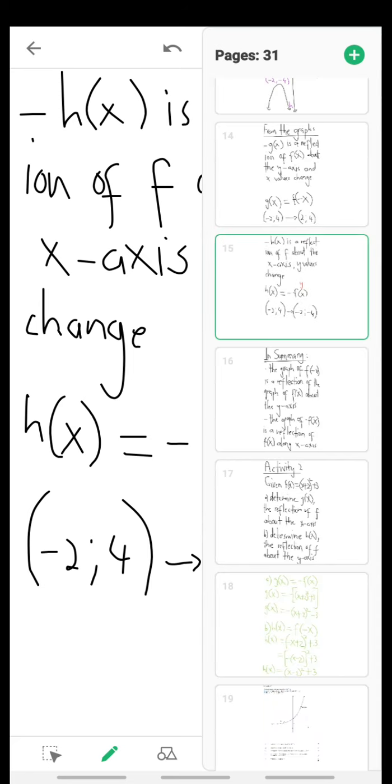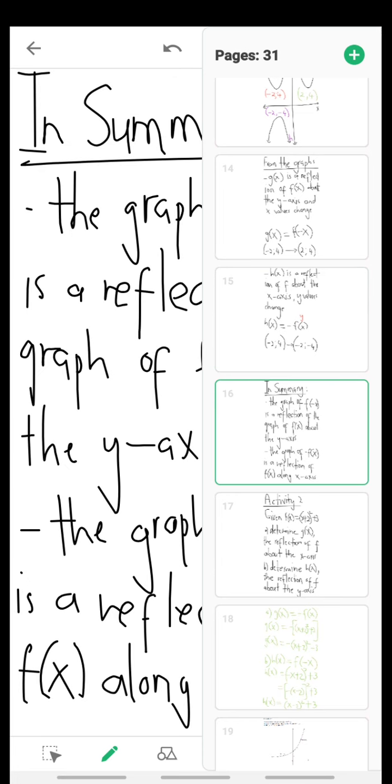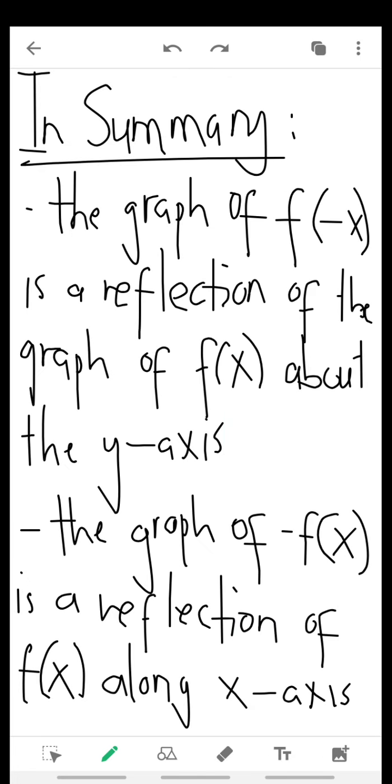Very, very important. And then now, in summary, what we're saying is the graph of f(-x) is a reflection of the graph of f about the y-axis. Hence, we see the change in x. Then the graph of -f(x) is a reflection about what? About the x-axis. That is very, very important.